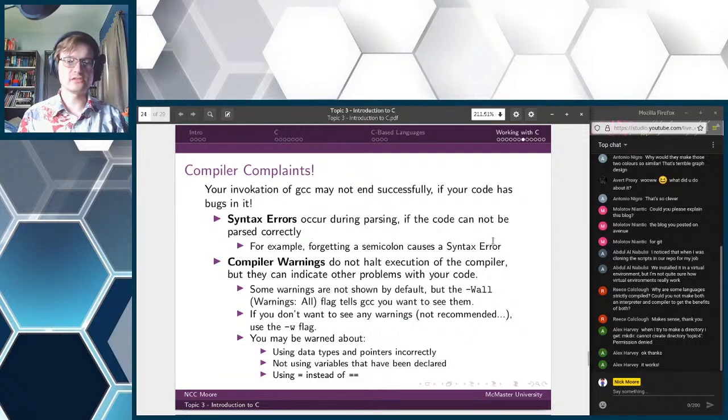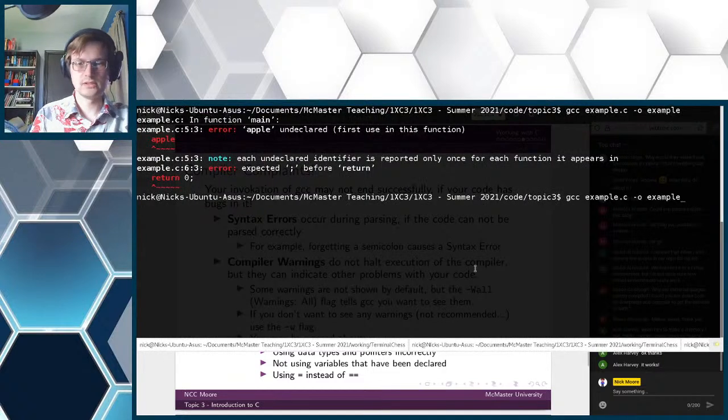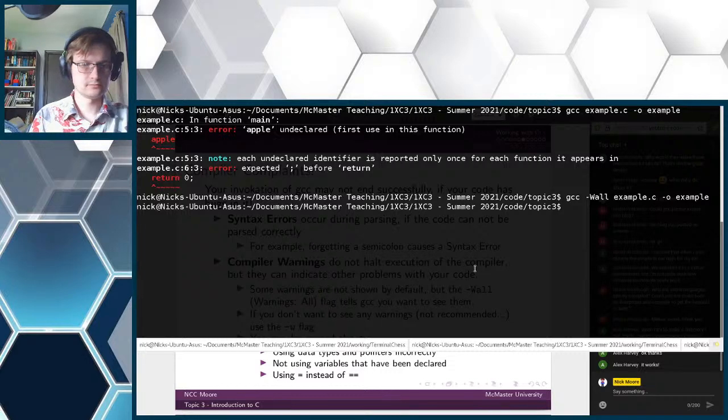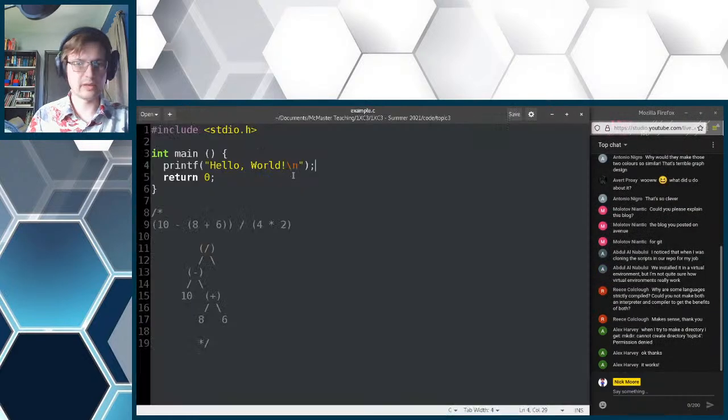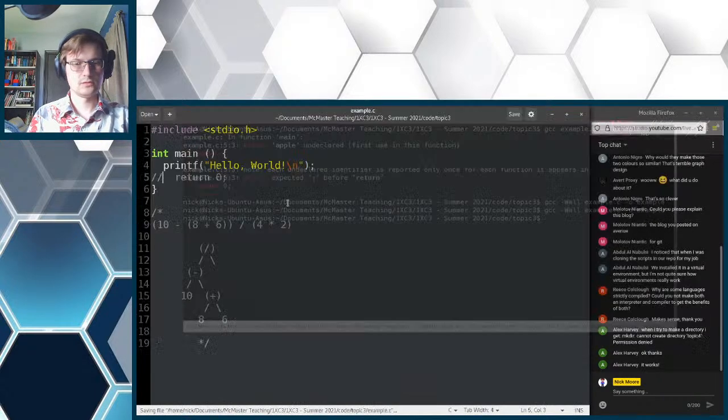Compiler warnings do not halt execution of the compiler, but they can indicate other problems with your code. Some warnings are not shown by default. Use the -Wall warnings-all flag to tell GCC you want to see them. So, Wall. Maybe I can disimprove my code. Nope. Okay.